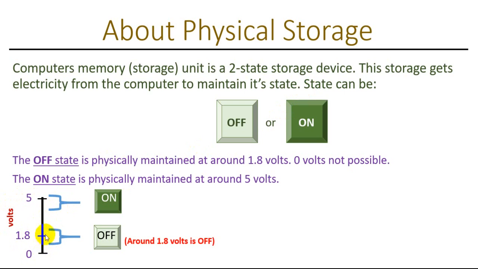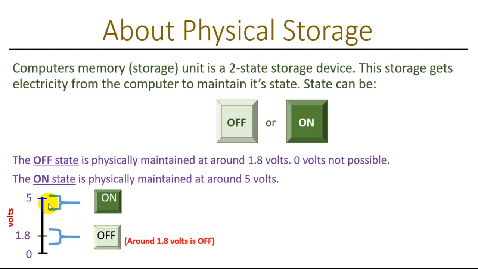What I have tried to show here is that around this area, the value is not exactly always 1.8, because it's electricity. There can be ups and downs, some small surges going down or going up. But as long as the value is around this area, it is considered the off state. It need not be exactly 1.8 always. That's why they leave this region blank and never use it.